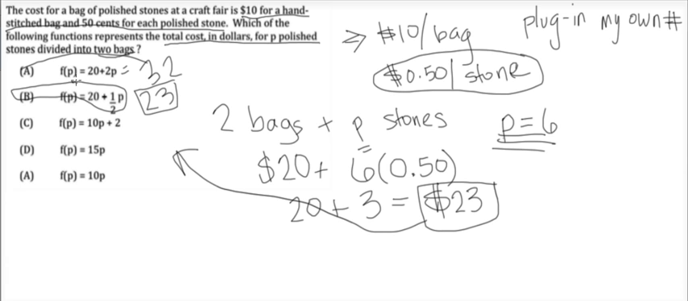However, anytime you're plugging in your own number, you should always check all the other answer choices just to make sure that you don't have a duplicate correct answer. So we have here 10 times 6 is 60 plus 2, that's way too big, so C is gone. 15 times 6, that's way too big, that's 90, so that's gone. And then 10 times P, or 10 times 6 is 60, that's way too big, so that's gone as well. So now we're pretty sure that answer choice B is the correct answer.